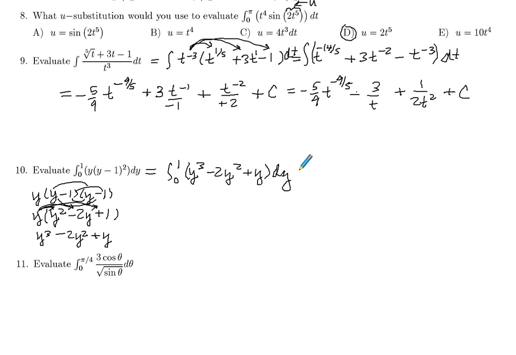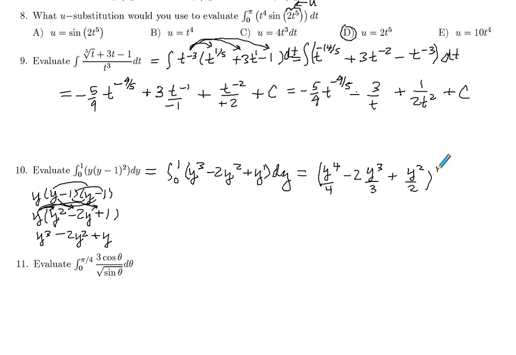So now we're ready to integrate. This is going to be power rule on each piece. So we increase the exponent, divide by the new exponent. The first one is y to the 4th, divided by 4. And then minus 2, the antiderivative of y squared is y cubed over 3. And then plus, this is y to the 1st, so the antiderivative is y squared over 2.